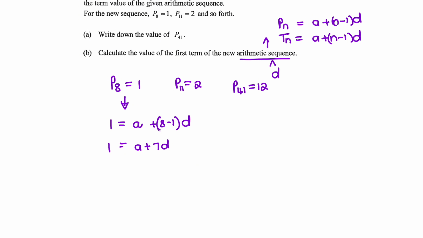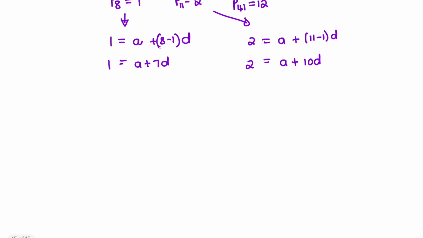Let me do the same for P11 or term 11. I know that term 11 is equal to 2. I don't know the a value. I know that n is 11, so it's 11 minus 1 times d. So therefore, we have 2 is equal to a plus 10d. And can you see, we now have two linear equations. And what we can do is solve these equations simultaneously.